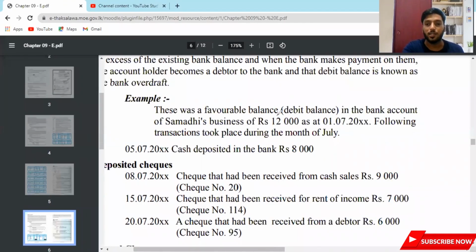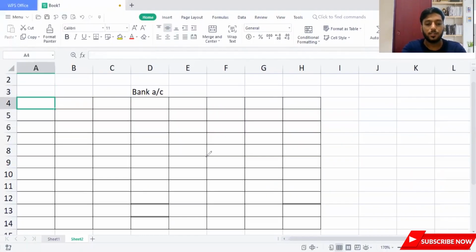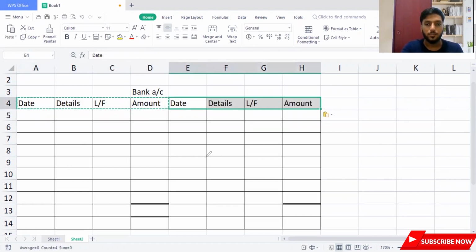Now you must see there was a favorable balance, a debit balance in the bank account of Samadhi's of rupees 12,000. So you had an opening balance of 12,000. We already know how to record this under the bank account. I'm just showing you the bank account. Let me take these columns: date, details, and you have ledger folio, LF. You have amount, right? Then you have the same thing on the other side also. So I'm going to write here. Now I'm going to record the opening balances.